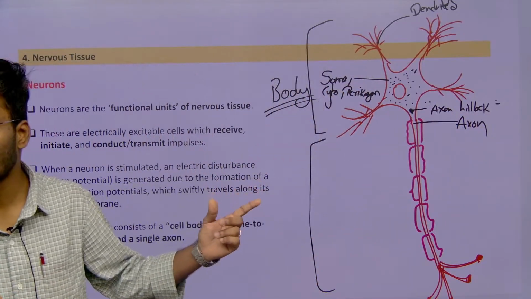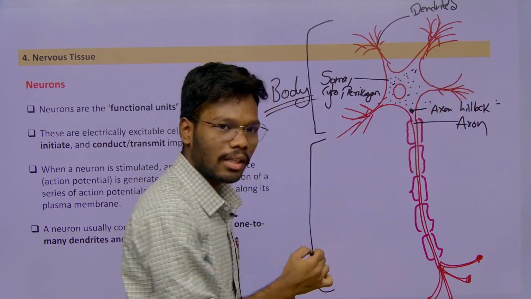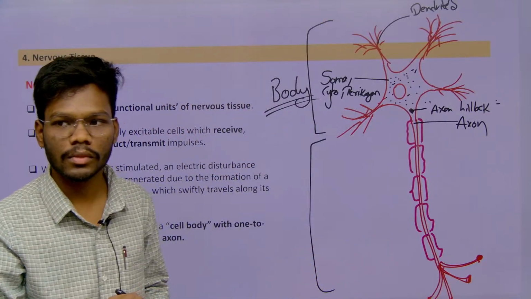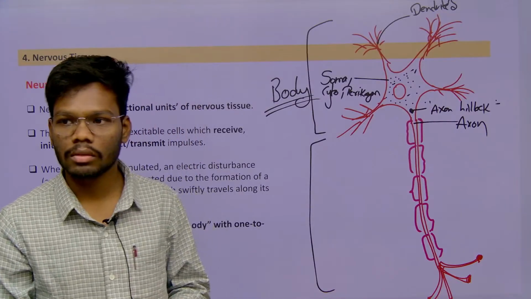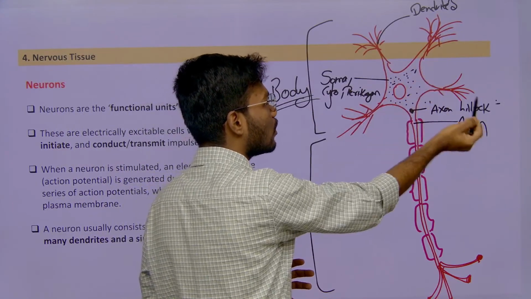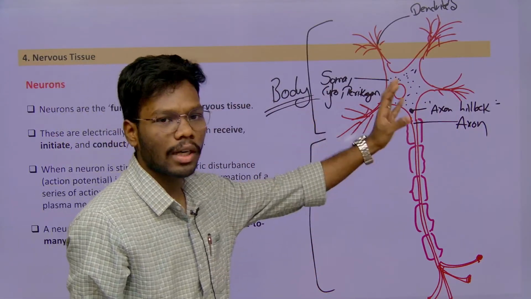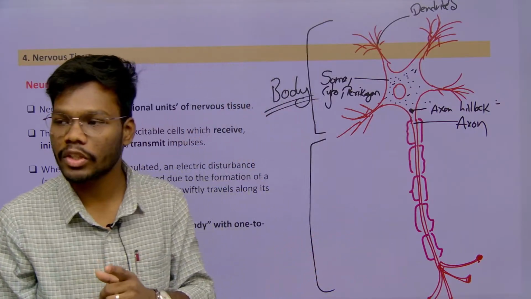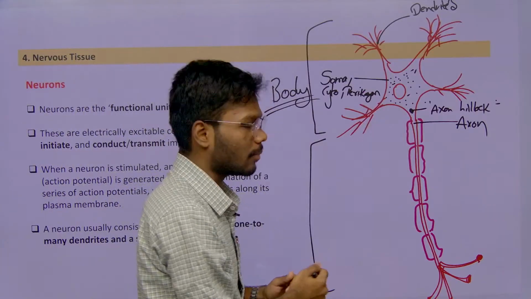What is it doing? The axon hillock takes all the impulses from these dendrites, from all directions and all sides, and sends this impulse through this axon. It will transfer the impulse through this axon. That is the function of the axon hillock, the center point of this neuron system, the neuron.